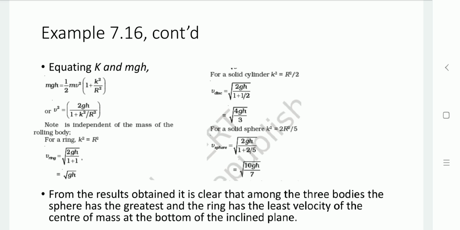And for the solid sphere, k square equals 2 r square by 5. Let us substitute that ratio, k square by r square equal to 2 by 5. So for v sphere we have the square root of 10gh by 7. So here we have the velocities from conservation of energy for the three bodies, and the sphere has the greatest and the ring has the least velocity of the center of mass at the bottom of the inclined plane.